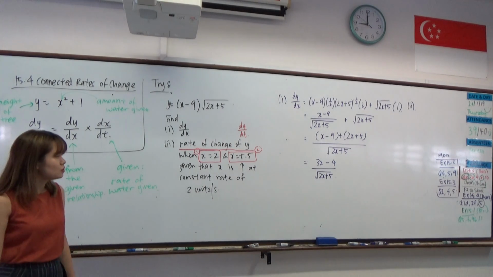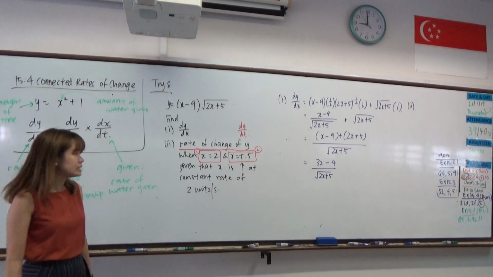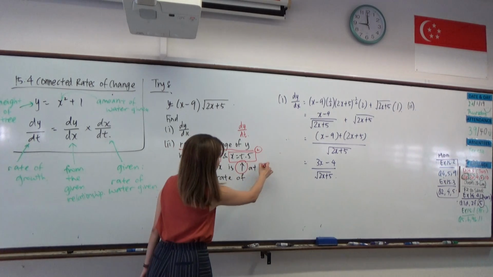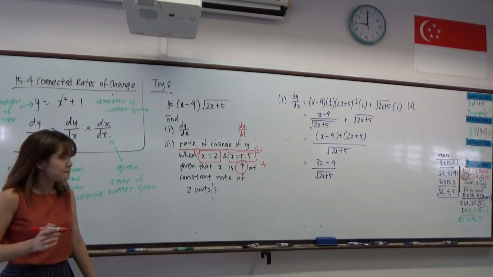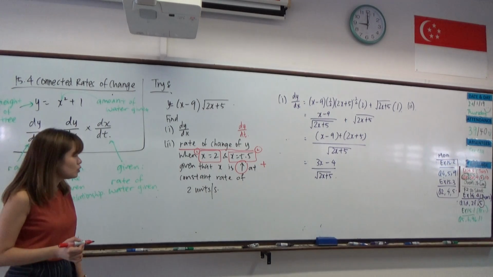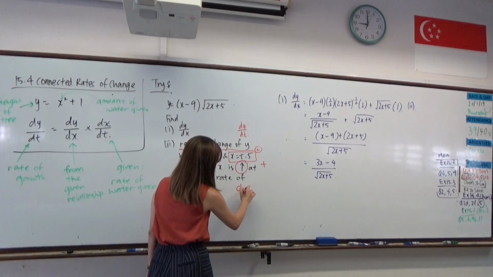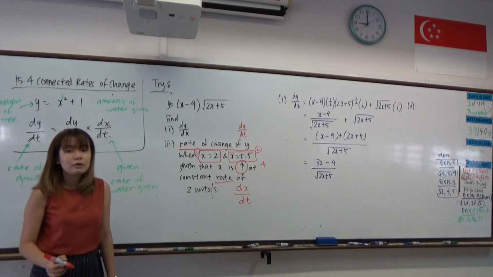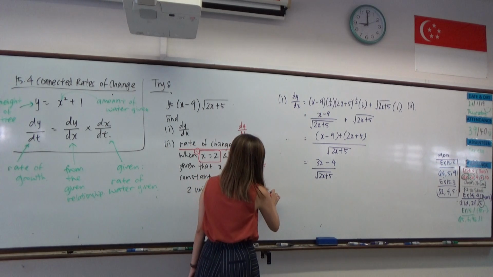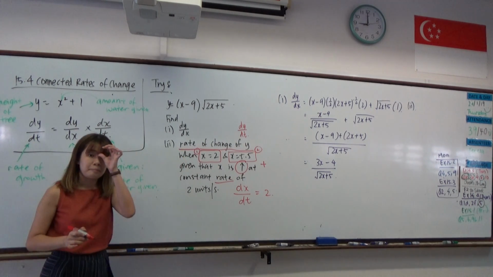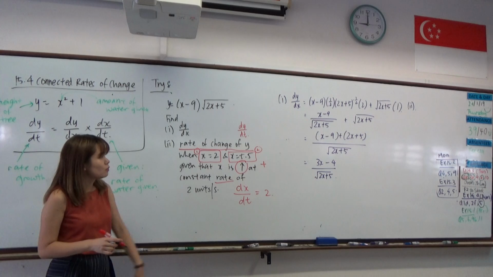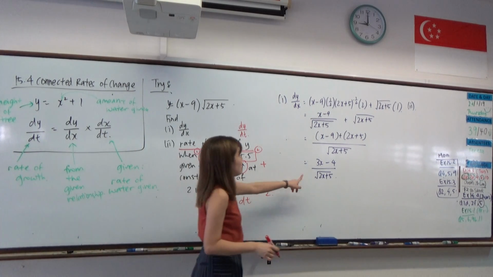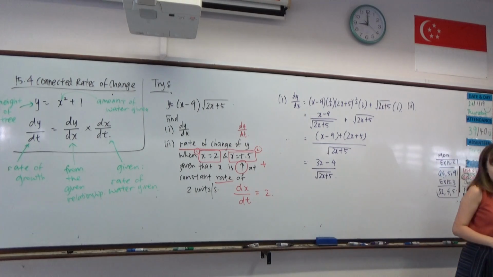And then they gave you the info that x is increasing. If x is increasing, that will mean that the value will have to be positive. That's what we covered yesterday. At a constant rate of 2 units per second. Since we're looking at the rate also, dx over dt will be equals to positive 2 since it is increasing. So we want to find dy over dt. We are given dx over dt, and we have already found dy over dx.